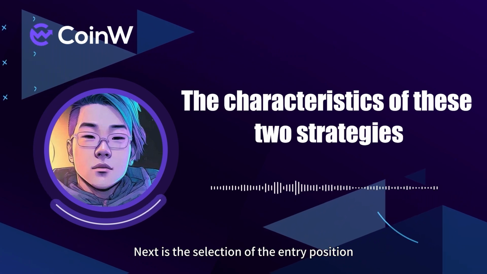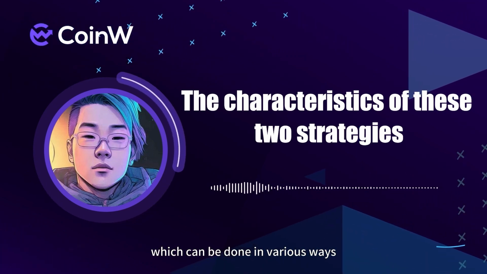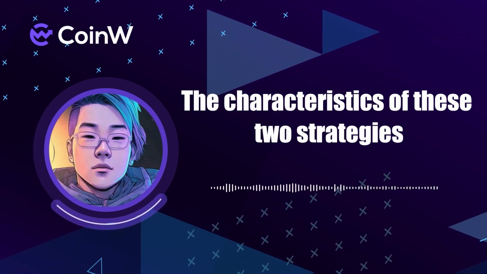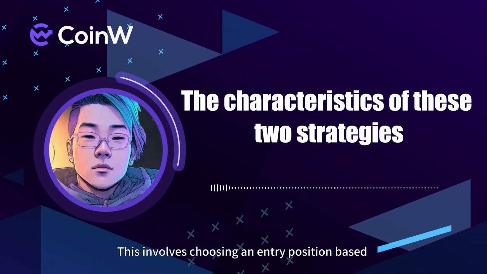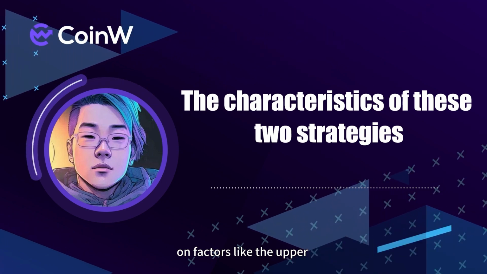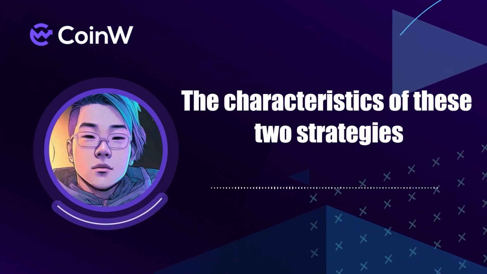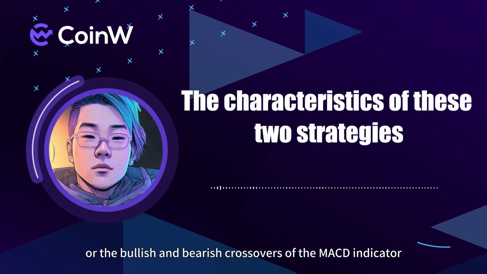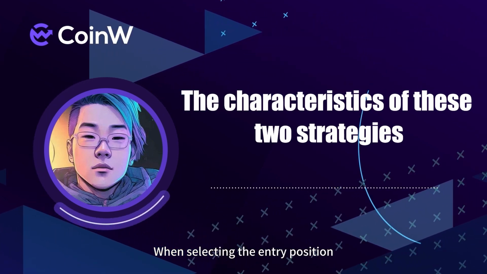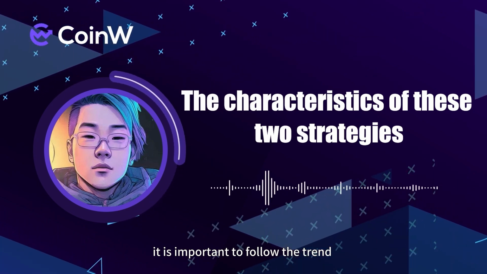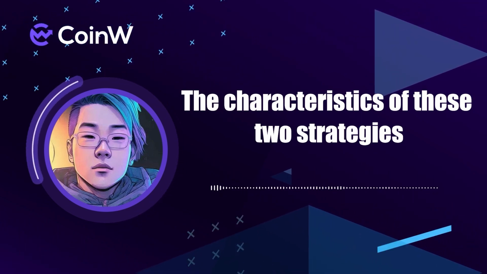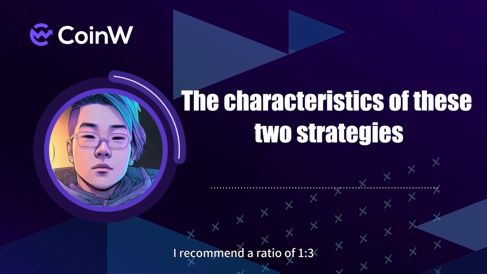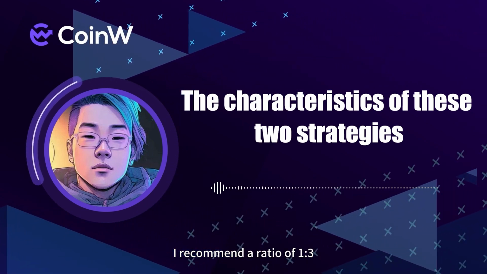Next is the selection of the entry position, which can be done in various ways, such as considering short-term resistance and support levels. This involves choosing an entry position based on factors like the upper and lower bands of the Bollinger Bands, or the bullish and bearish crossovers of the MACD indicator. When selecting the entry position, it is important to follow the trend and avoid going against it. Additionally, setting the risk-reward ratio is crucial. I recommend a ratio of 1:3.